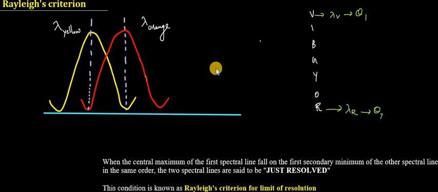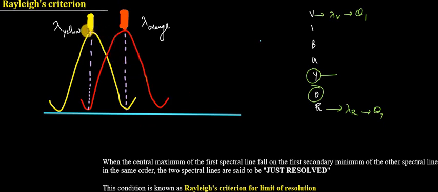According to the Rayleigh criterion, suppose I'm taking two colors. One is yellow and the other is orange, which is represented here. This is lambda yellow, corresponding to the spectral line of yellow, and this corresponds to orange. While doing the experiment, we will get a yellow spectral line and an orange spectral line. The principal maximum of the yellow spectral line is mentioned here, and the principal maximum of the orange spectral line is mentioned here. In order to see these two spectral lines separately, the spectrum should be a just resolved or well resolved spectrum.